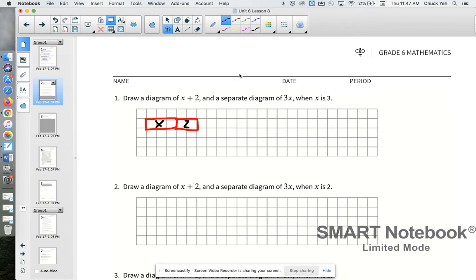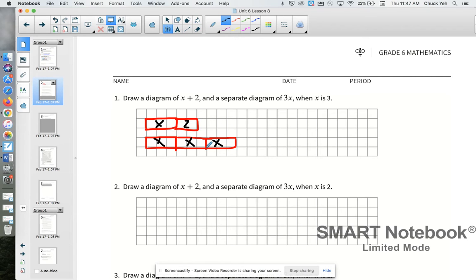Okay? And then a separate diagram of 3x. So I would draw 3 units of 3. So 1, 2, 3. Like this. Right? So wouldn't that work? That's 3x. If x is 3, I would draw 3 units of 3.